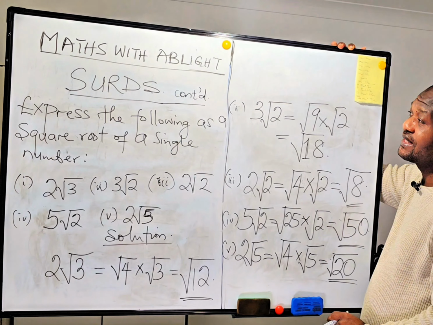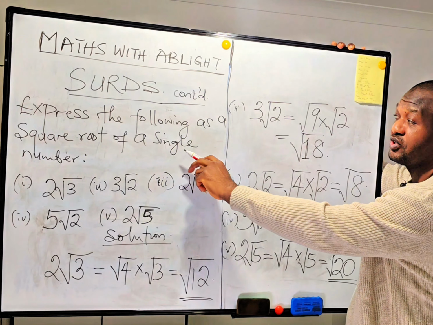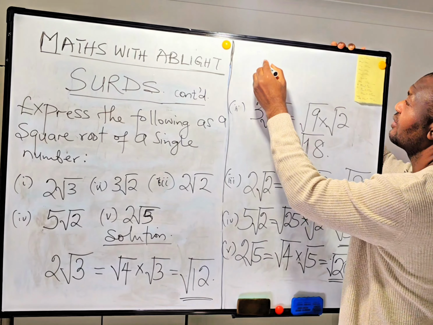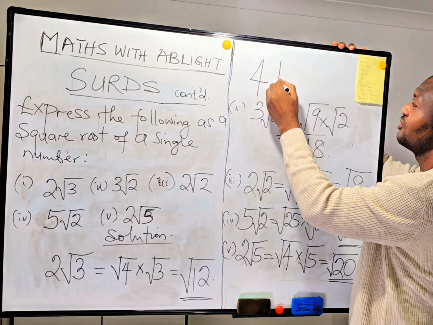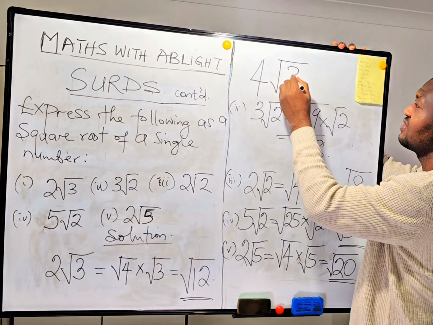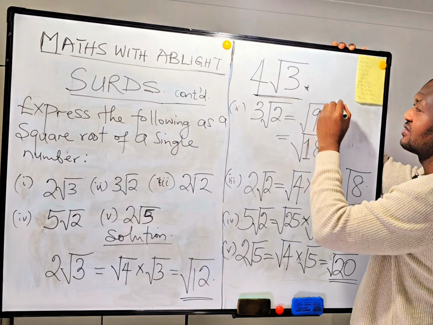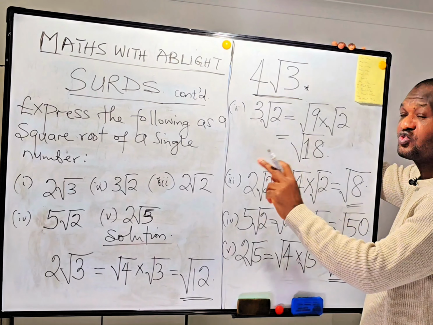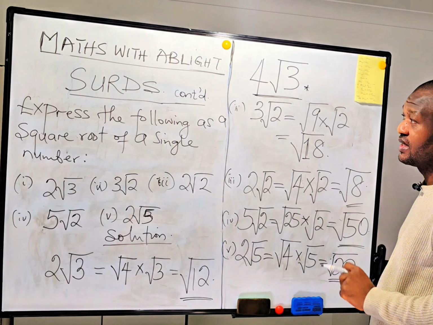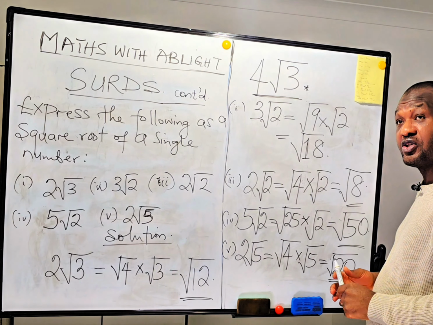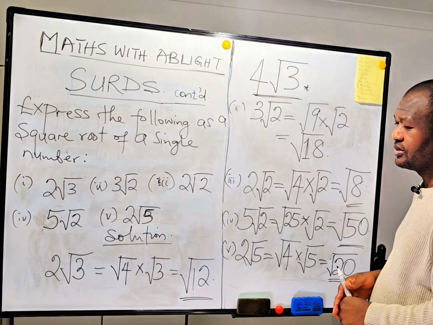So I'm going to give you an assignment as well. Express this number as a square root of a single number. I want you to try out 4 root 3. Express this for me as a square root of a single number. In the next class, I'll do the correction. Ensure you get it. Ensure your children do this assignment, and it helps to sharpen their brain.